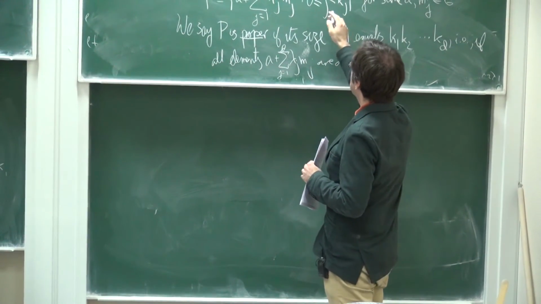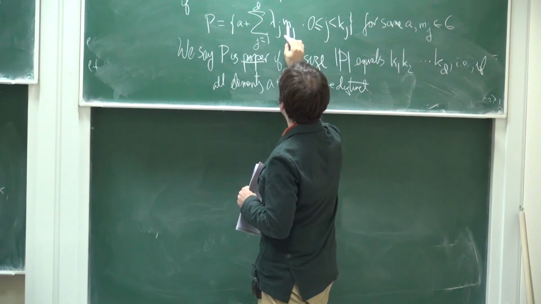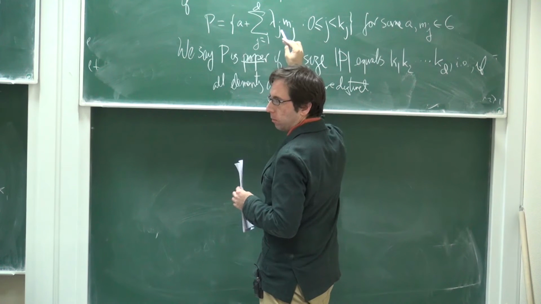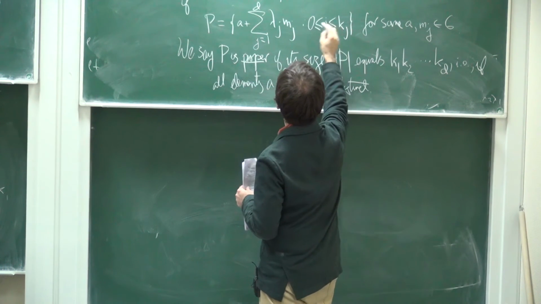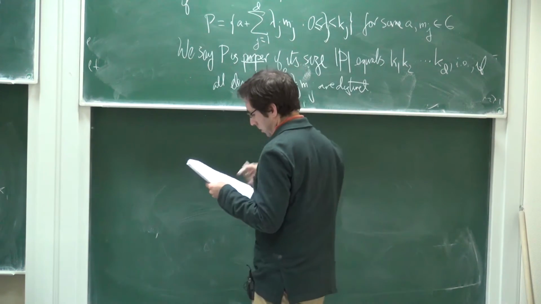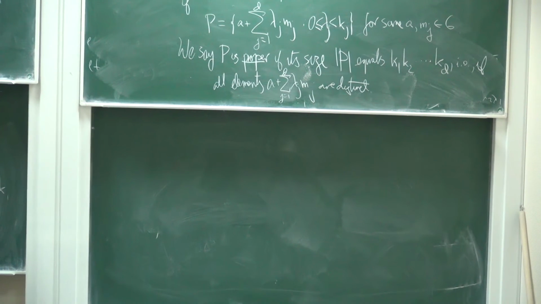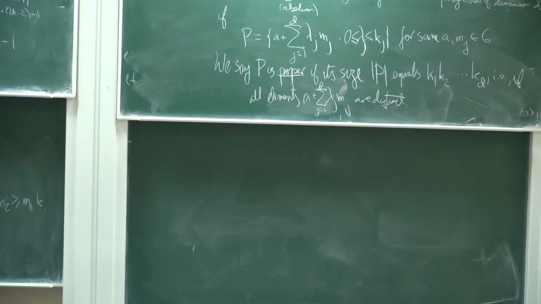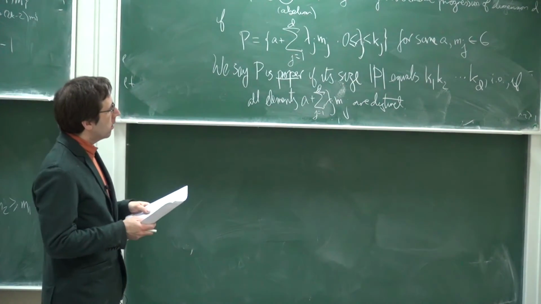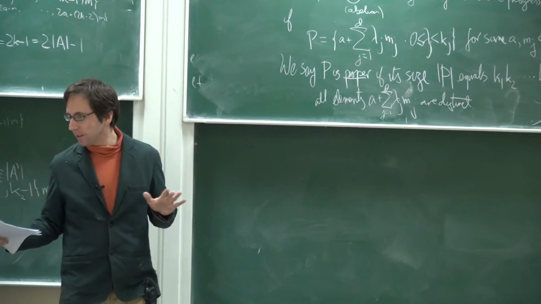So P consists of all elements of the form A plus some multiple of M1 plus a multiple of M2 and so on, where these lambda j's, excuse me, lambda j, my apologies, for some A, M_j. All right. And we call it proper. This answers your question. We call it proper if there are no repetitions.